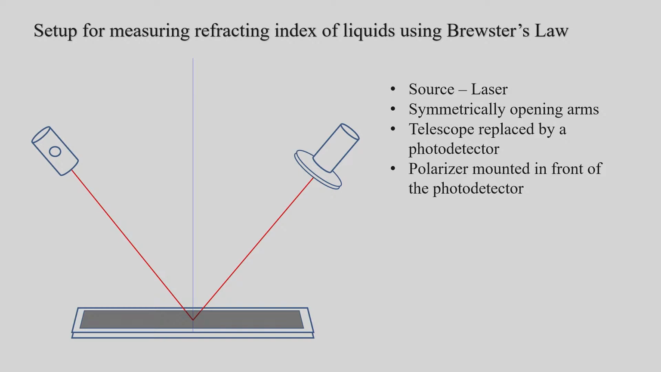Having symmetrically opening arms so that reflection can be viewed, which satisfies the criterion of reflection, where angle of incidence is angle of reflection. The telescope is replaced by the photodetector, and the polarizer is mounted onto the photodetector. So one has to just open them up, view the extinction, and take the tan of that, and that would give the refractive index of the two interfaces. So that concludes my presentation.